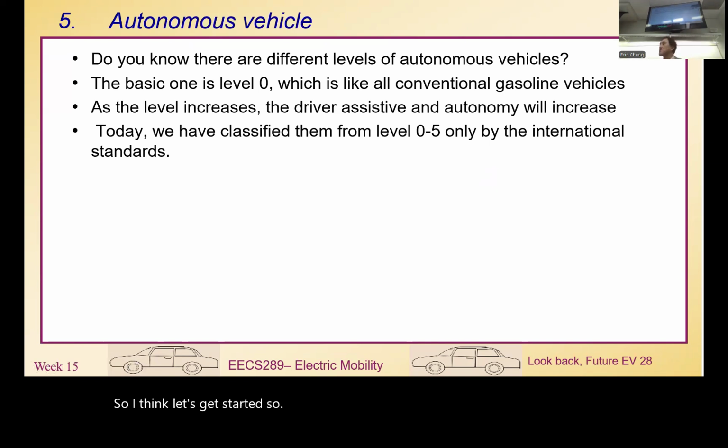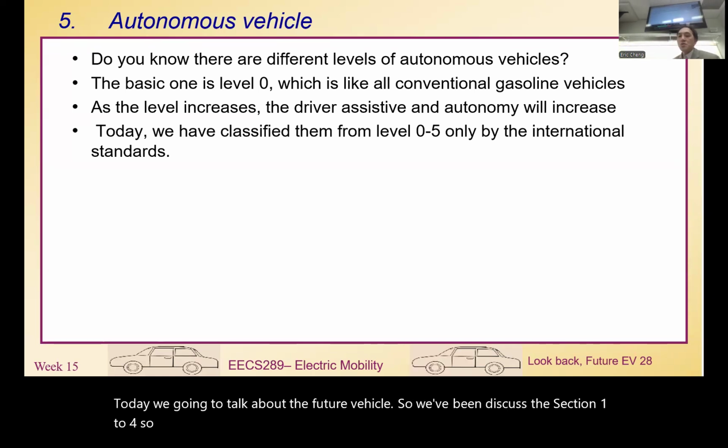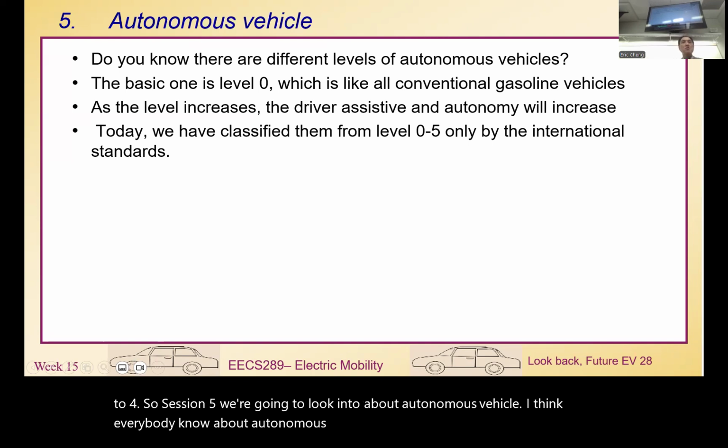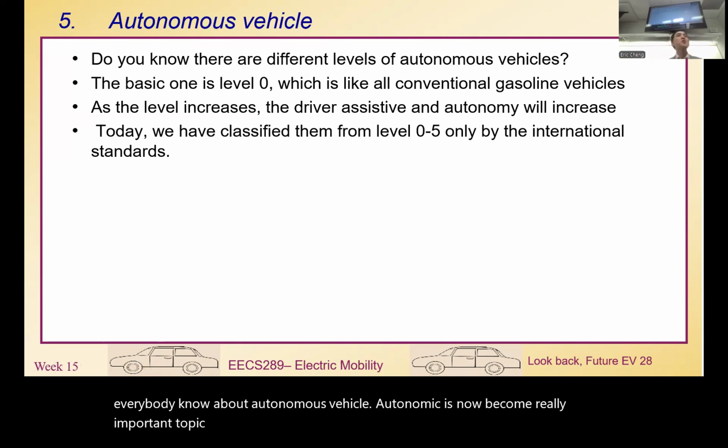Today we're going to talk about the future vehicle. We've discussed sections 1 to 4. In section 5, we're going to look into autonomous vehicles. I think everybody knows about autonomous vehicles. Autonomous vehicle is now becoming a really important topic for all electric vehicle development and commercial activity.